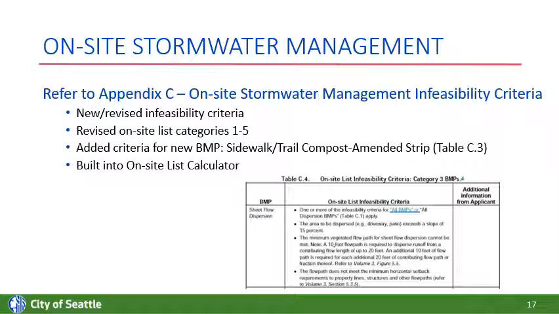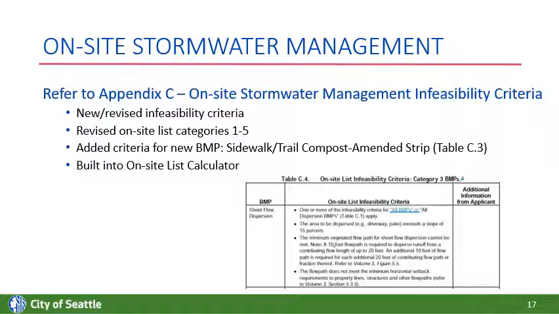So here's just a brief overview of some of the things that have changed in the new 2021 code. The overall process has not changed. You're still selecting the BMP in the highest category that's feasible, and you can't select one in a lower category until you've clearly shown and demonstrated that the higher categories are not feasible.